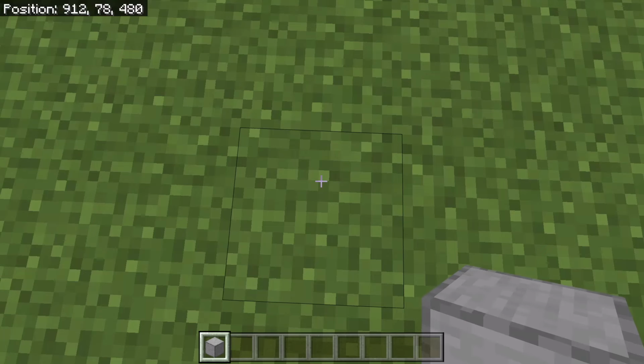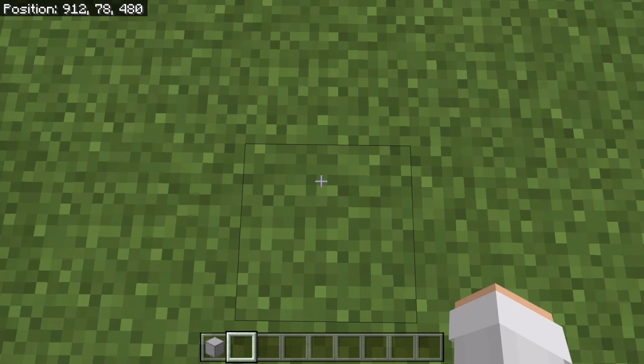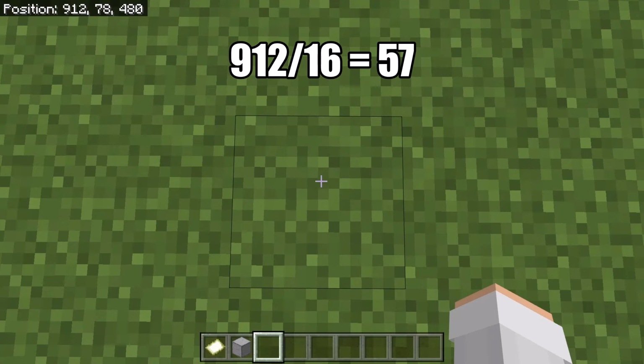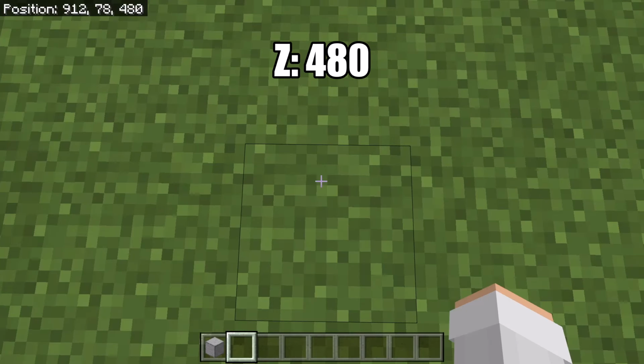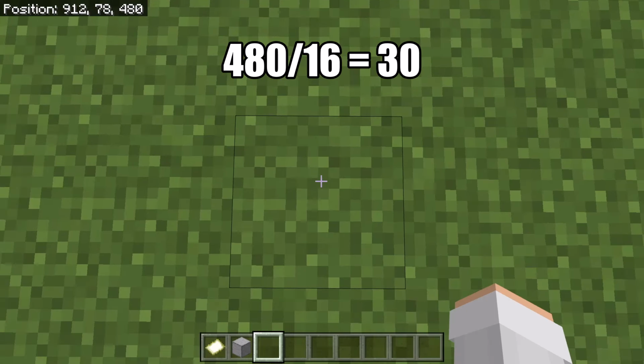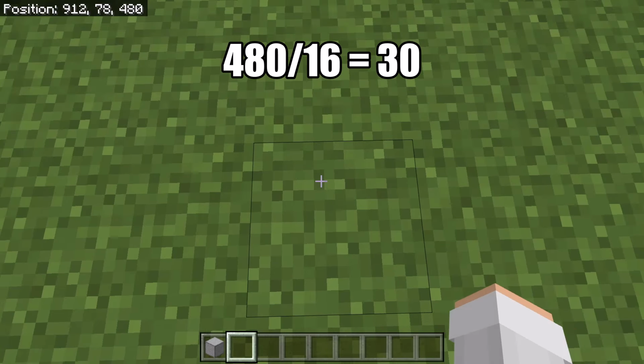I'm now going to check if the X and Z coordinates at this spot are evenly divisible by 16. At this spot, the X coordinate is 912. 912 divided by 16 is 57. The answer does not have a decimal, which means the X coordinate is evenly divisible by 16. At this spot, the Z coordinate is 480. 480 divided by 16 is 30. The answer does not have a decimal, which means that the Z coordinate is evenly divisible by 16.